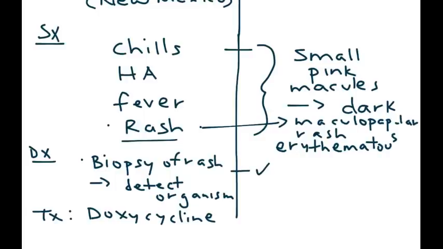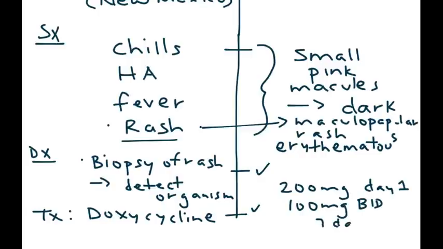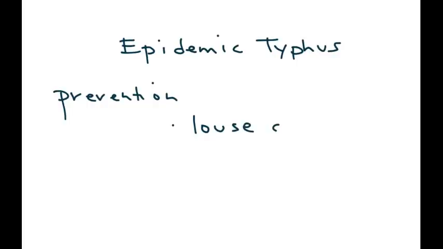Diagnosis involves the exact same tests, and the treatment is also the same. Doxycycline can be given 200 milligrams on the first day, and then you can continue 100 milligrams twice a day for 7 days. That should be sufficient to treat this condition. One thing I wanted to mention with epidemic typhus in terms of its prevention is louse control. Since those body lice are responsible, this can be a relatively easy way of preventing a person from developing a much more serious condition known as epidemic typhus.